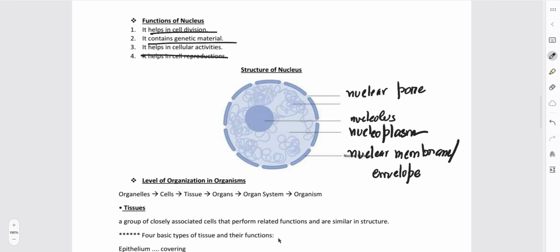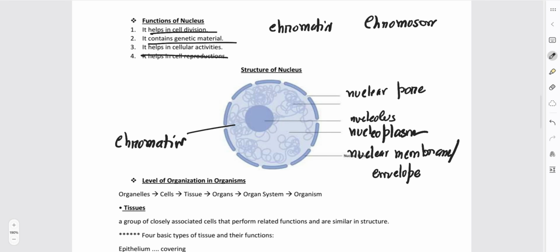Now, do you see this thread-like structure inside the nucleus? These are chromatin, not chromosome. A lot of students say that these are chromosome. No, that's not true. These are chromatin, right? Not chromosome. There is a difference between chromatin and chromosome that we have to understand, right?